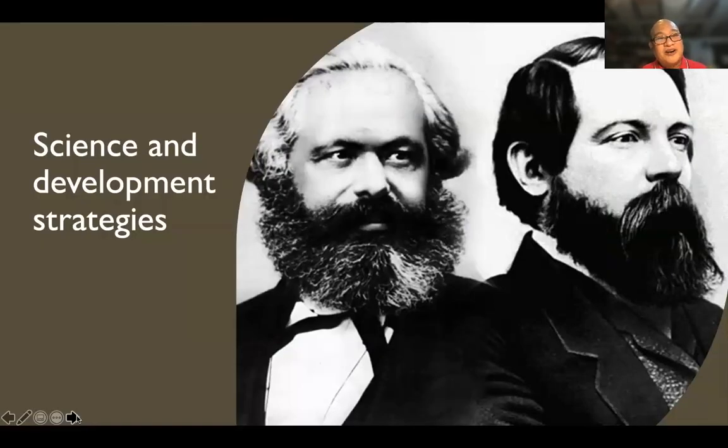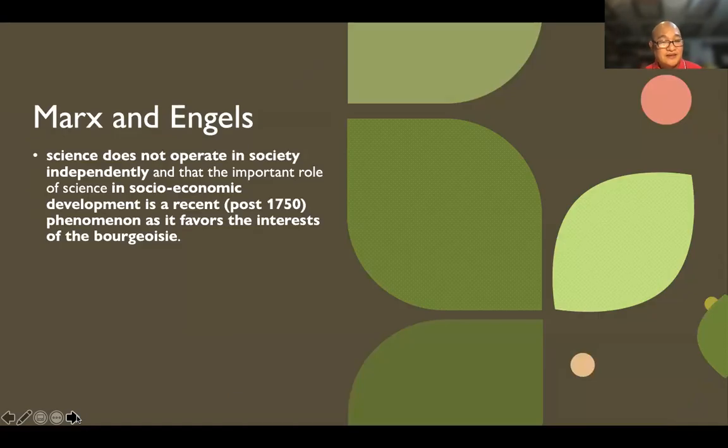Now, Karl Marx and Friedrich Engels came out with some ideas that are quite relevant to science and development strategies that a country may pursue. According to Marx and Engels, science does not operate in society independently, and the important role of science in socio-economic development is a recent post-1750 phenomenon, as it favors the interests of the bourgeoisie. So all of these developments actually favor the growth of a middle class. That's according to Marx and Engels, the bourgeoisie.